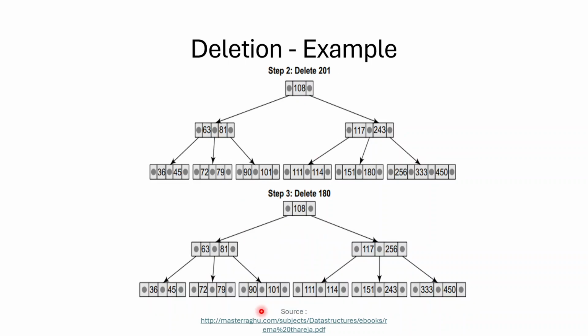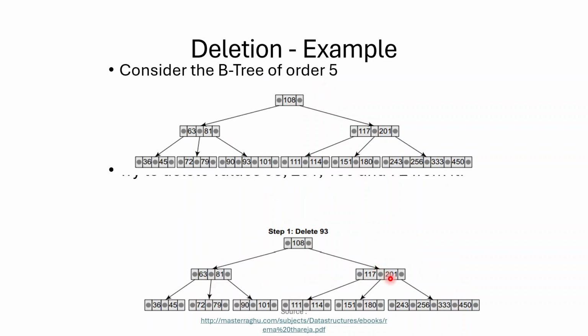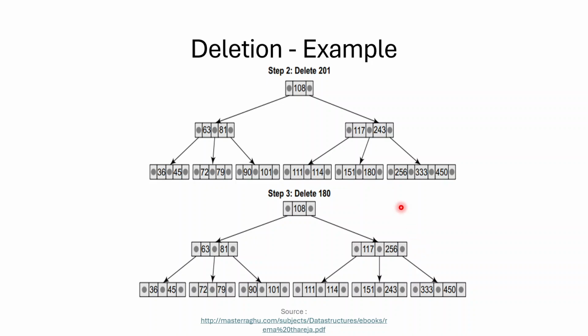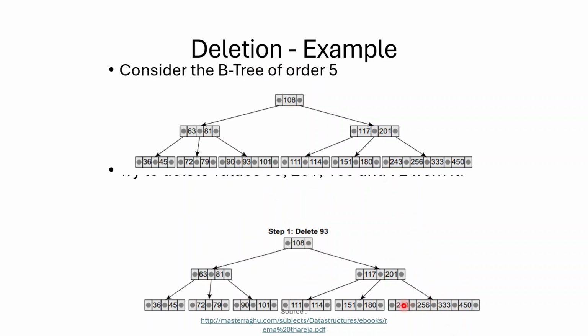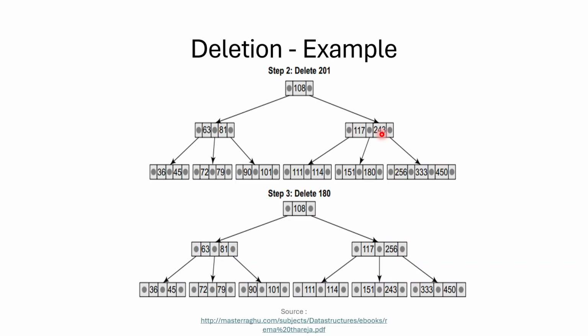A simple step. And delete 201. So where is 201 here? 201 is here. Since 201 is in the root node, and here 4 data are there, 24, 243, 56, 33, 333, 450. So now the least node after 201, 243 is there, right? I will take it to the root side, and then delete 180.